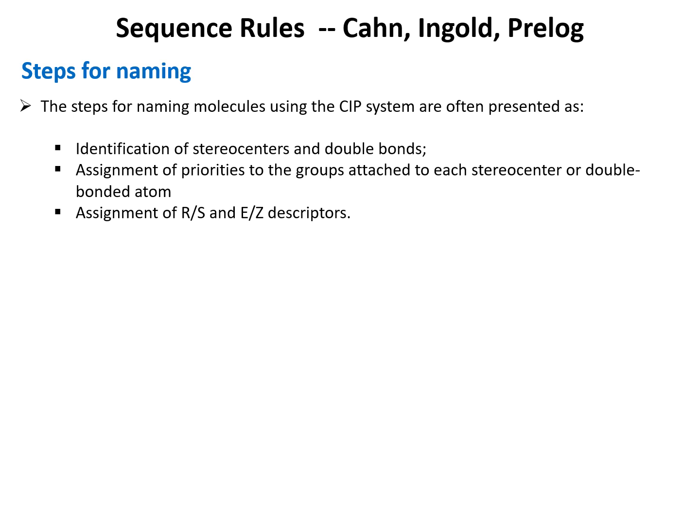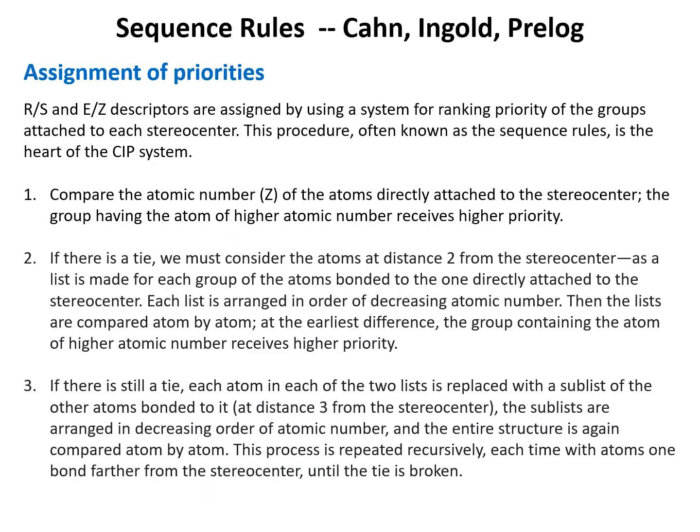So in order to determine the configuration, we have to follow the Cahn-Ingold-Prelog rules. These rules are called sequence rules. So what are the steps that have to be followed in the CIP system, meaning Cahn-Ingold-Prelog rule? Identification of stereo centers and double bonds. Assignment of priorities to the groups attached to each stereo center or double bonded atom. Then we have to assign whether it is R, S or E, Z nomenclature. So what are all the rules to be followed? Let us see one by one.